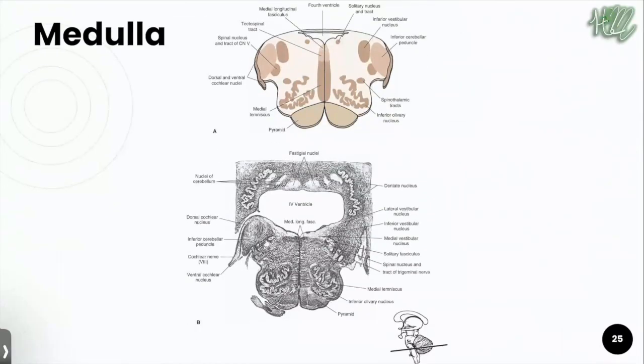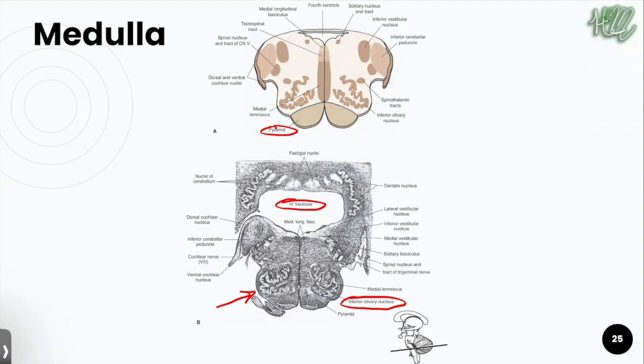Then we have the medulla here. So the medulla has a couple important images. I'm showing you one where we're seeing the fourth ventricle, a very, very large piece of the fourth ventricle. Also, you can see the olivary nuclei here, these little wiggly worms. These guys are also very, very important. You can also see the pyramids. So these are all very important pieces of the medulla to be able to recognize.